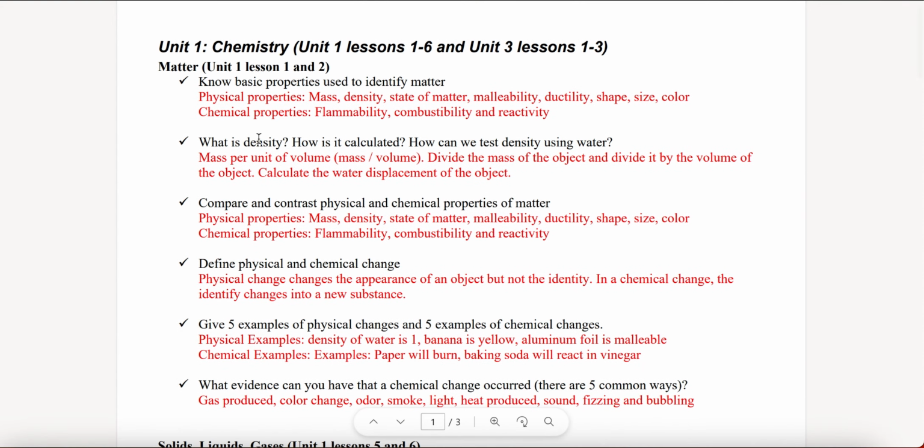What is density? How is it calculated? How can we test density using water? So mass per unit of volume. So mass divided by volume is how you calculate density. You divide the mass of the object by the volume of the object. And in some places you would calculate the water displacement of the object. So basically in density you would calculate mass divided by volume, and you would get your density.